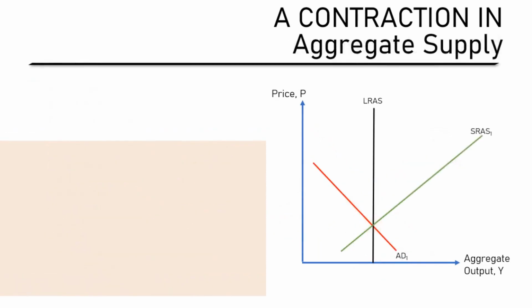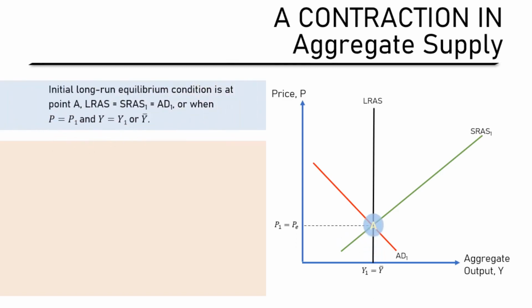Lastly, we have the condition when instead SRAS shifts to the left. Similar to AD, the change may be due to a certain policy or event that affects one or more non-price factors of SRAS. Okay, we begin with the initial condition. The long-run equilibrium is here at A when Y1 equals Y bar and P1 is PE.